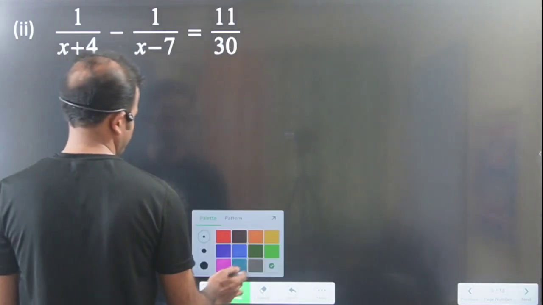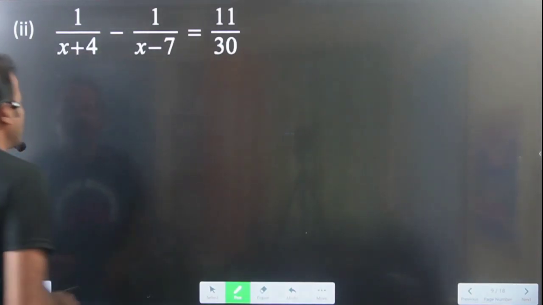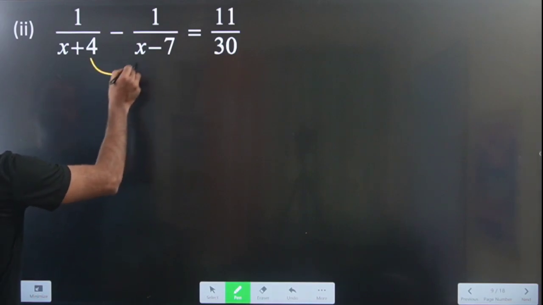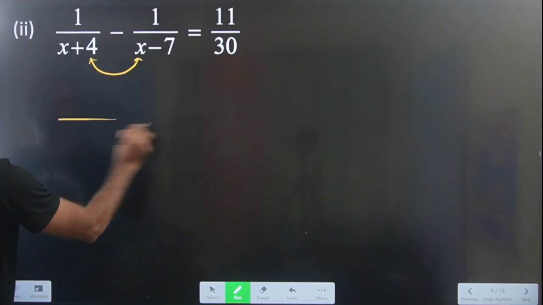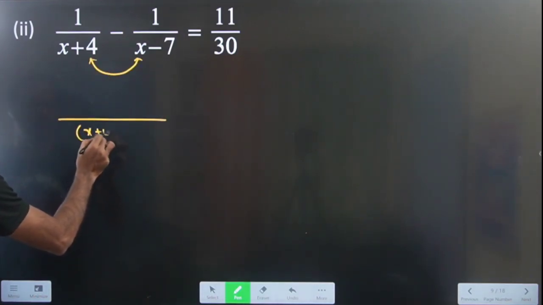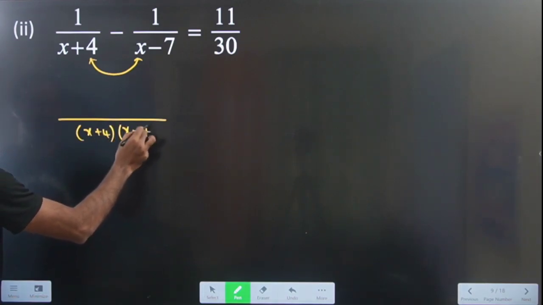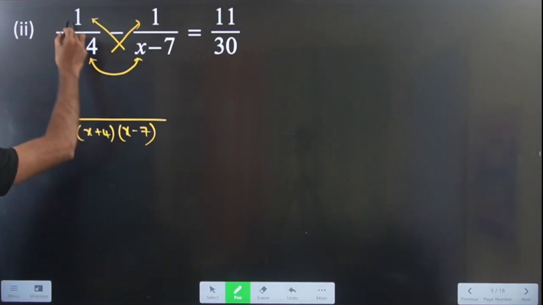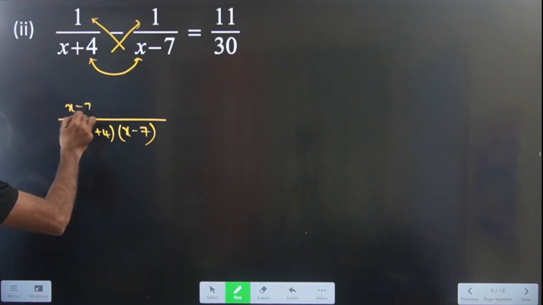Okay, what is the value we have here? The next question is 1 by x plus 4 minus 1 by x minus 7 equal to 11 by 30. Right. So by using the butterfly method, first you multiply these two: x plus 4 into x minus 7. Next you do the cross multiplication. Right. x minus 7 into 1 is x minus 7.